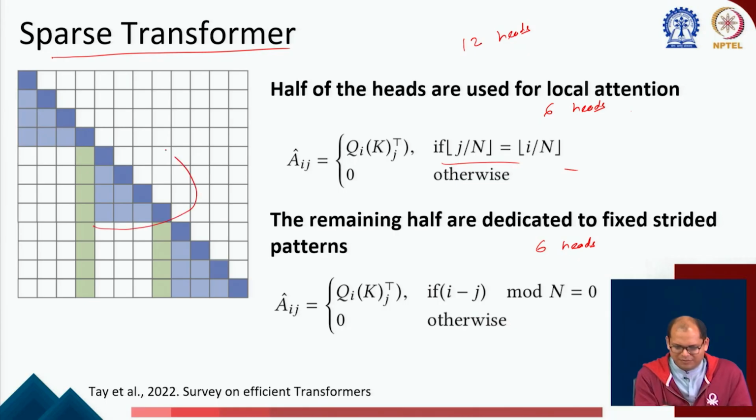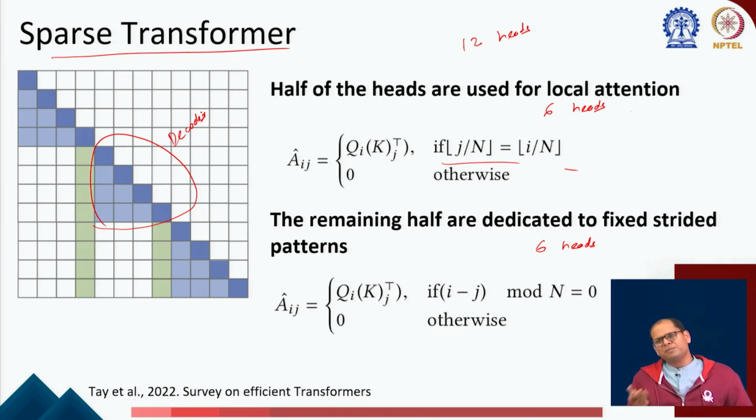So if you are in the same block, you attend to each other, right? And this is decoder based attention. So you attend to all the tokens previously in that block, and then the remaining heads will do strided patterns. So you are attending to some fixed patterns, and different heads are doing different patterns, so that overall you have attention over more tokens, in different kinds of attention.